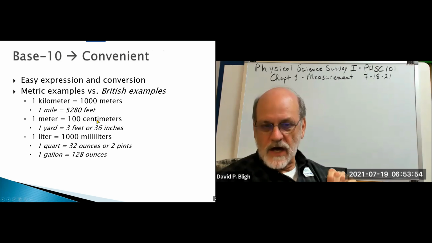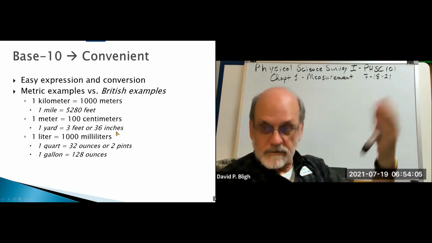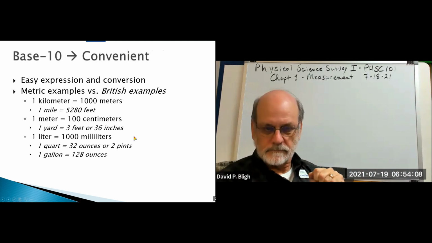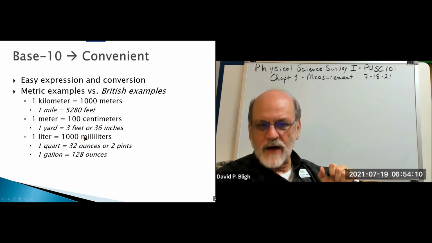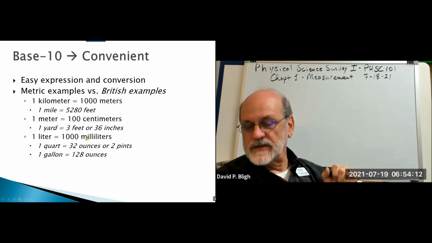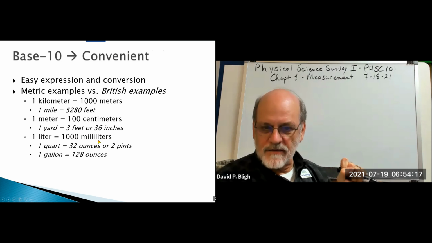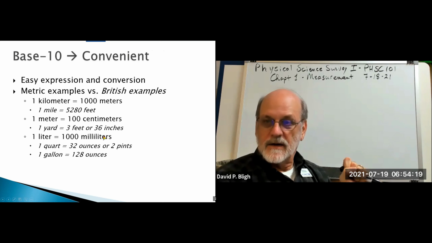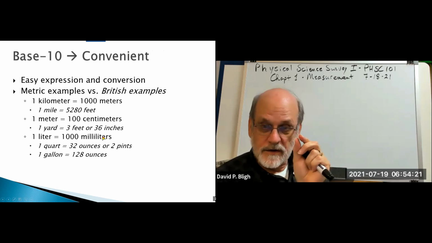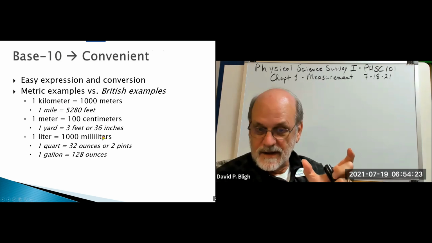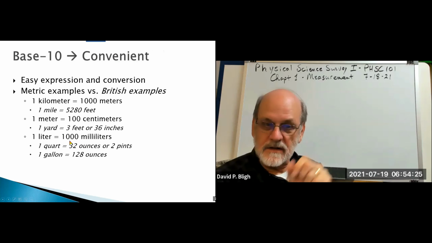The meter is 100 centimeters. The yard is 3 feet or 36 inches, right? See how confusing that can get? You have to memorize what these values are in order to make conversions from one to the other. 1 liter is 1,000 milliliters. Milli means 1,000th of. So 1,000th of a liter is a milliliter, which means the units are smaller, so it takes more of them. It takes 1,000 milliliters to make 1 liter.